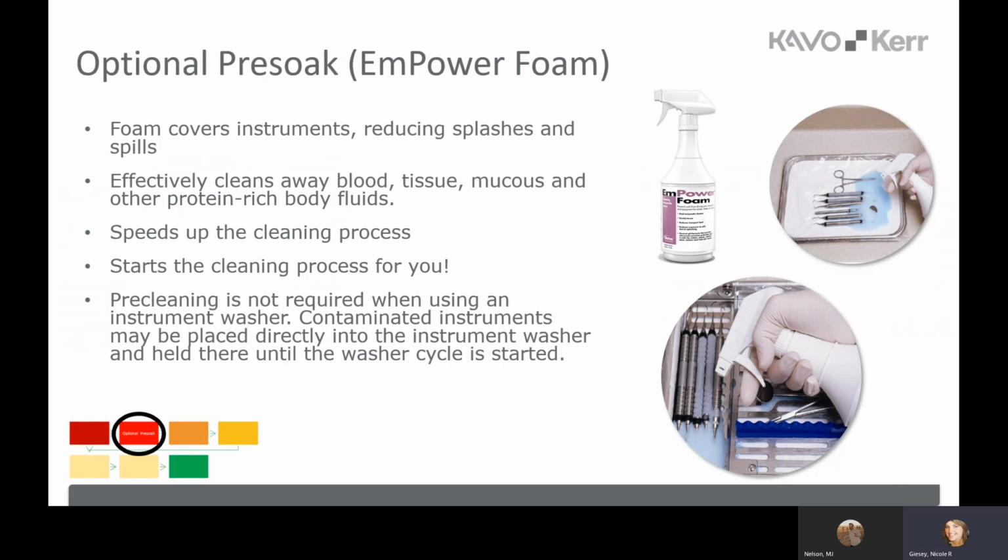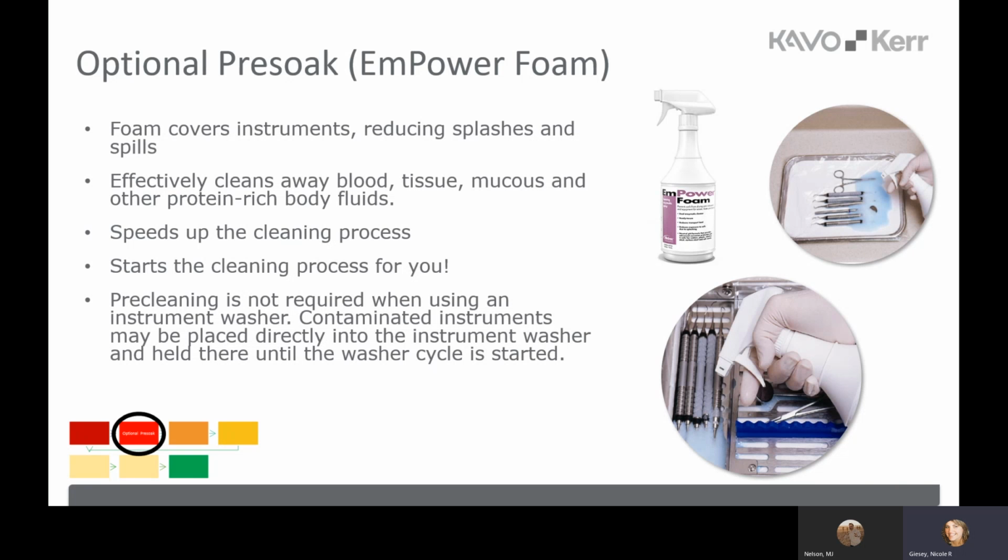Another thing is the optional pre-soak with Empower foam. So if you look on the right side, the biggest thing you want to do with instruments is make sure that they are never dry. So if you're doing an SRP and there's calculus inside of that 204S, or if you just finished a root canal and there's some type of debris still on your instruments, you don't ever want that to dry, because if it dries and you put it in the ultrasonic after it's dried, that protein on those instruments is very hard to come off, even with the best ultrasonic.